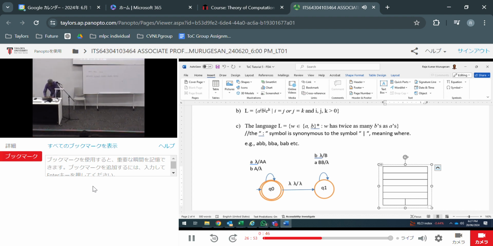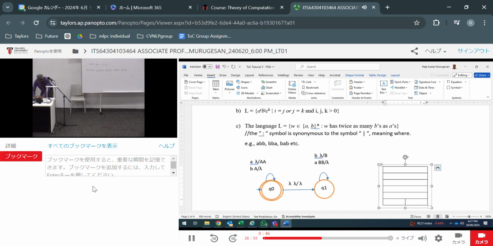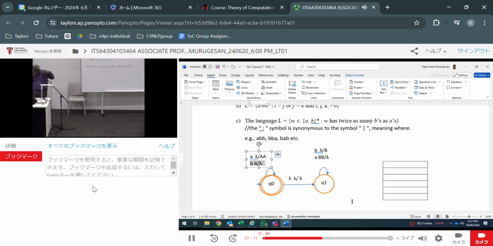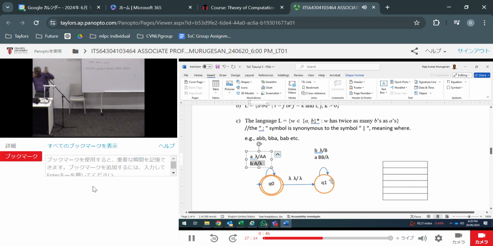For BAB, I cannot use this instruction, because this instruction says B means that if the top of the stack is A, you replace it with lambda. Meaning B at Q0 says pop an A, but our stack is empty, so we cannot pop an A from an empty stack. So I cannot use this instruction. I am going to use this lambda transition to go to Q1. Doing nothing, I go to Q1.